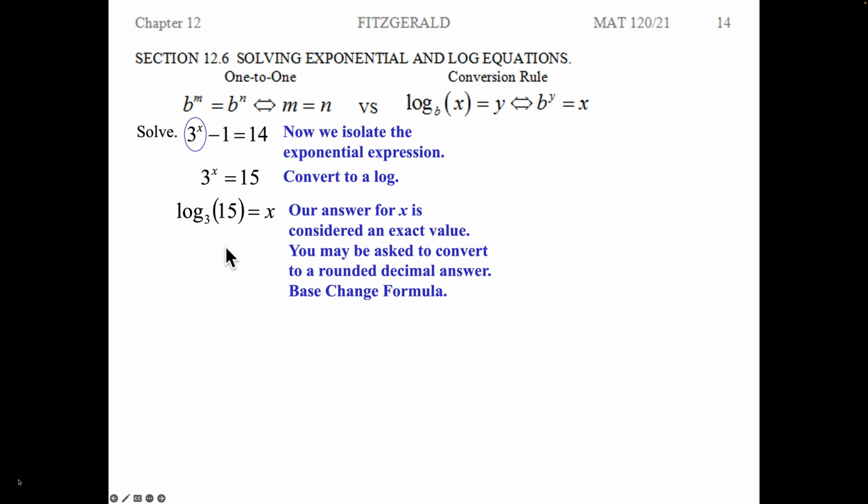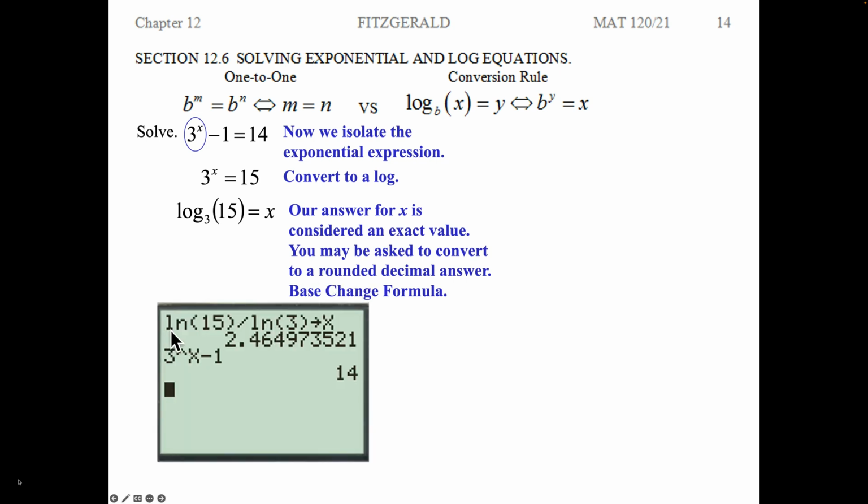Now, if they want the exact value answer, and they also want a decimal answer rounded to so many decimal places, it's traditionally 4 decimal places. You can go to your base change formula, natural log of the old argument 15 divided by the old log base 3, so natural log of 3. Again, I like to store it for x. Then I test it, 3 raised to the x power minus 1. It does equal 14. So this is definitely my answer.